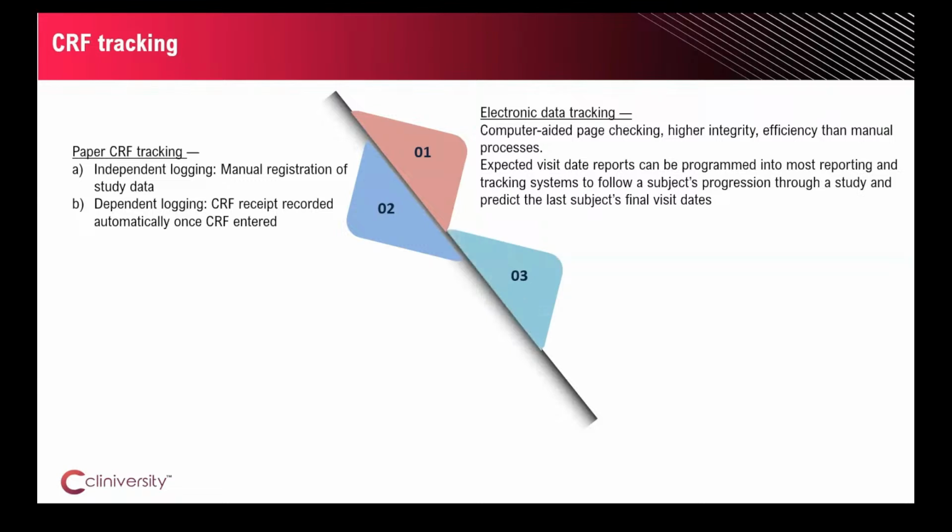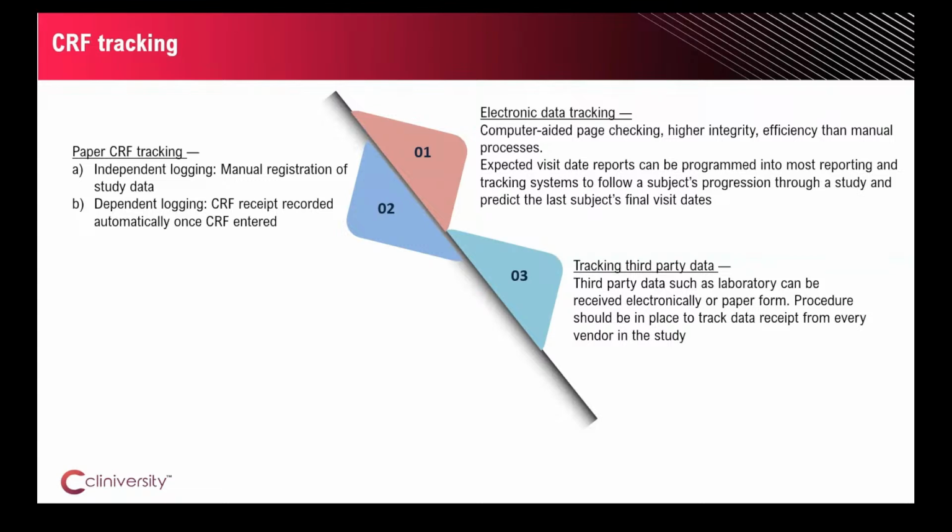The third one is tracking third-party data. Third-party data such as laboratory data will be received electronically or on paper forms. Documented procedures should be in place to track the various external data that are required in a study.